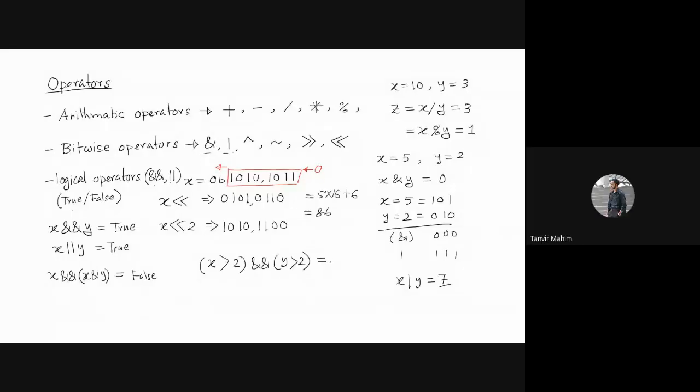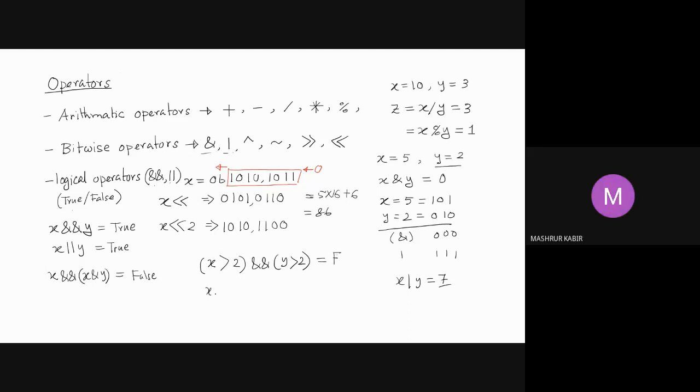y is 2, so it's false. It's false because if y were equal to 2 it would be true, but here it says y is greater than 2, which is false. Y is not greater than 2, it is equal to 2. So the output will be false.